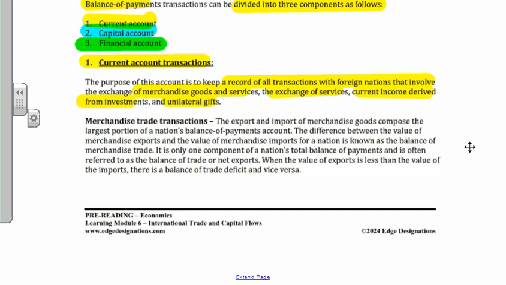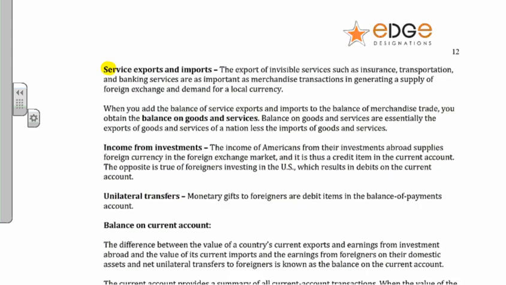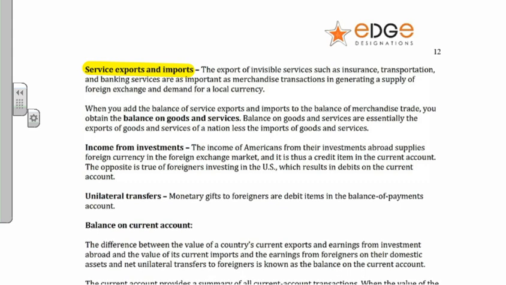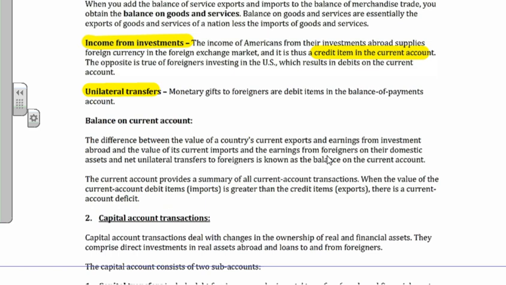So we've got, first and foremost, and this is the biggest one, merchandise trade transactions. The export and import of merchandise goods is the biggest component of my balance of payments. We've also got service exports and imports, things like insurance, transportation, and other services. We've got income from investments, for example, income of Americans from their investments abroad will supply foreign currency to the forex market, and it'll be a credit on the current account. Unilateral transfers, things like monetary gifts to foreigners, will be debit items in the balance of payments. Now we can summarize all of that and look at the balance on my current account, and that'll take into account all of the factors we've just spoken about.